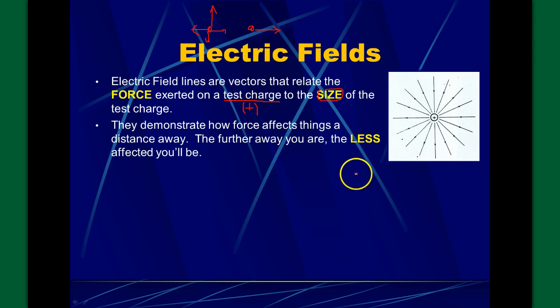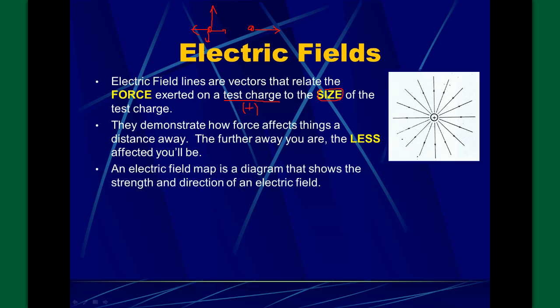Field lines demonstrate how force affects things a distance away, because as you remember from what we talked about with Coulomb's law, the further away a charge is from something, the less affected it'll be. The same with gravity. The further away you are from planet Earth, the less you'll be affected by Earth's gravity, or by Earth's gravitational field. An electric field is really no different.